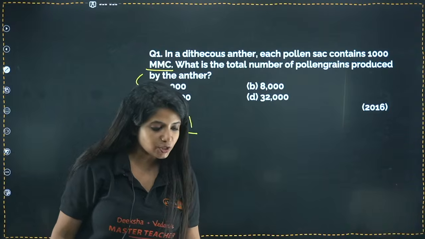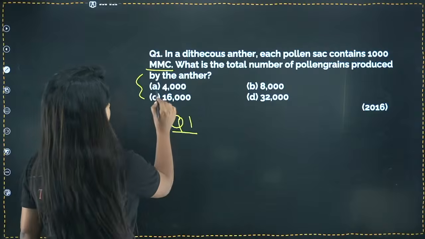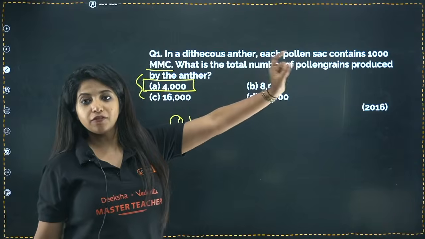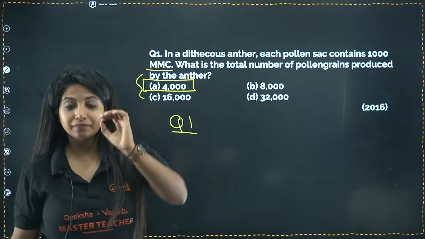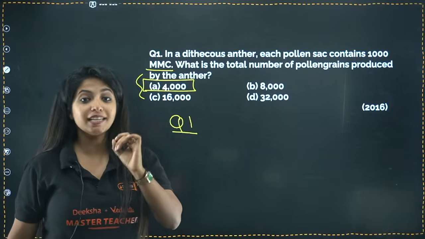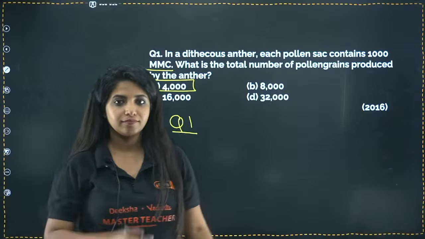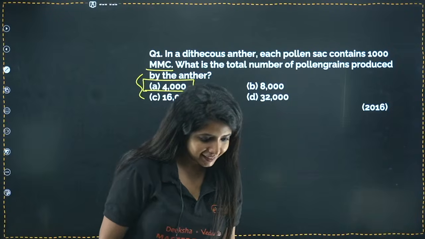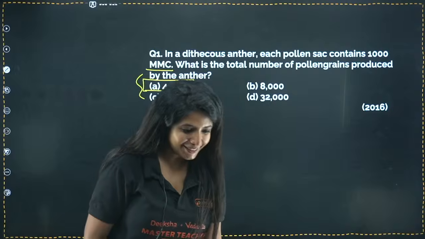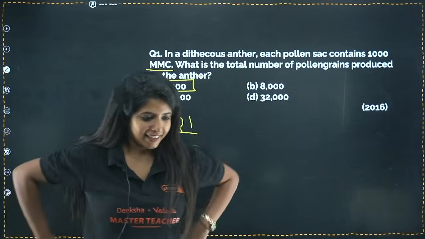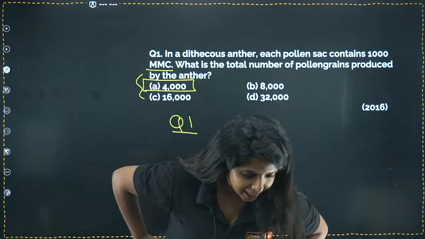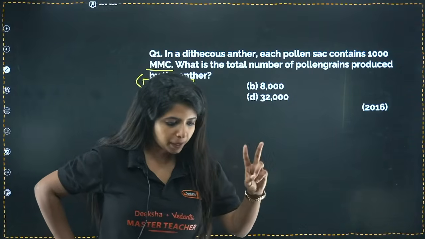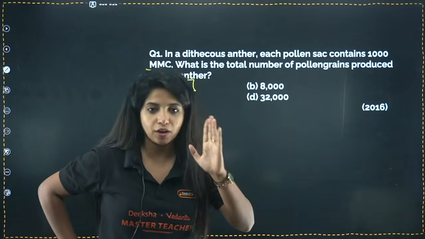Ganesh said the answer for this question is A. One vote for A. What about others? Read the question carefully. Each pollen sac contains 1000 MMC. Asya says the answer is A. Dignath says the answer is C. Okay, two people for A and one person for C.